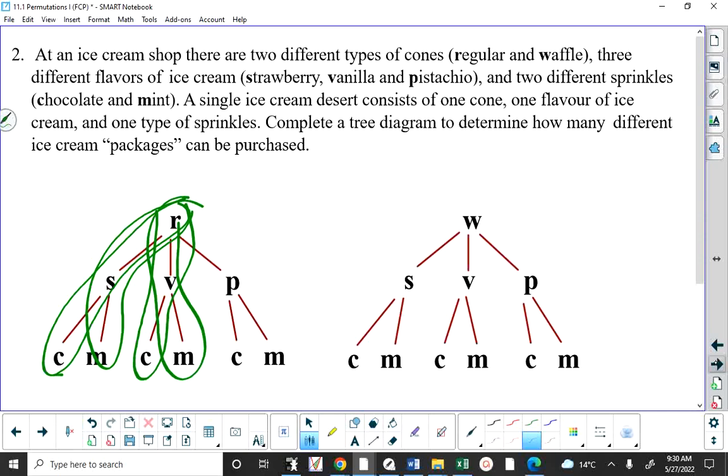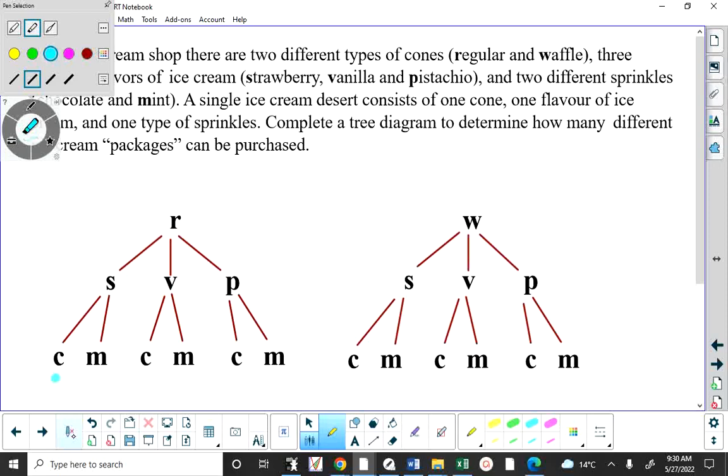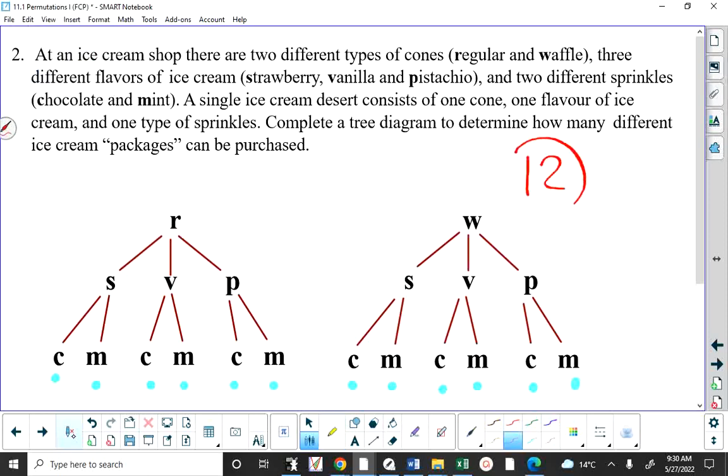There's 4. And I hope you see that if you start drawing all this in, you're making it more complicated and confusing than it needs to be. You count the number of items there are on the bottom. And since there are 1, 2, 3, 4, 5, 6, 7, 8, 9, 10, 11, 12 items, there are 12 different packages of ice cream that you can get here. The answer is 12.